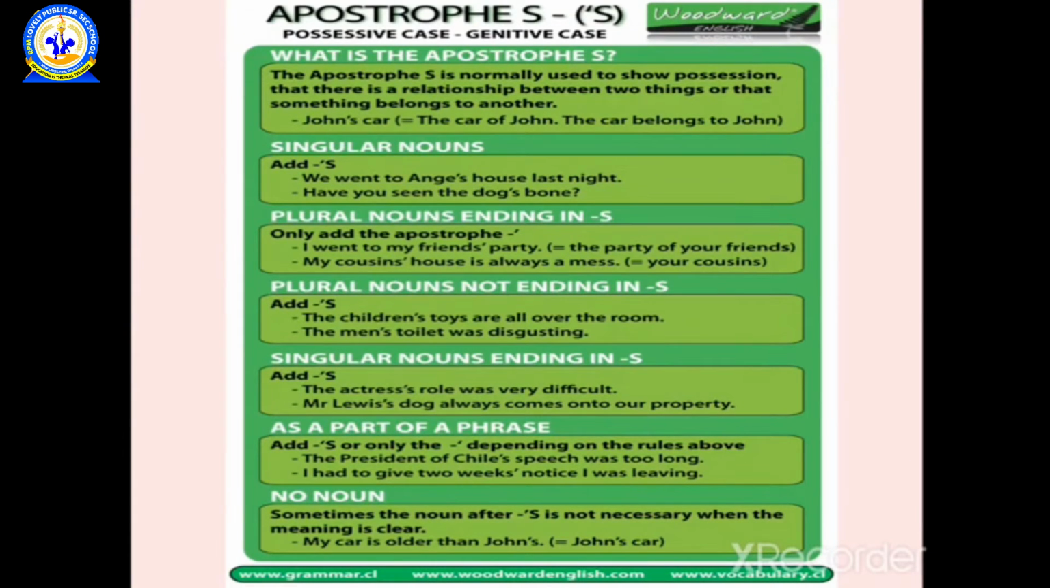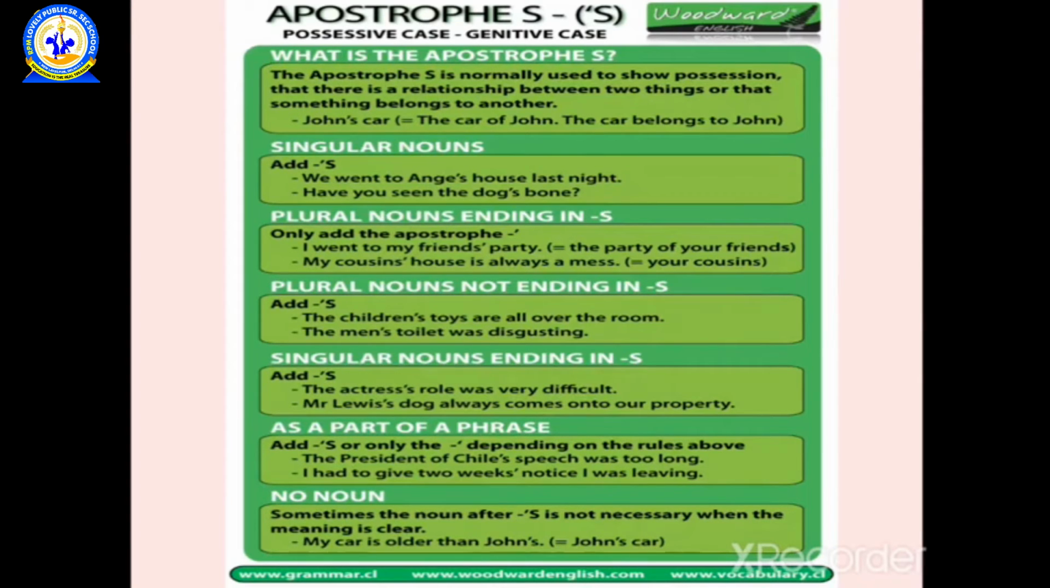Now, let's understand the concept of apostrophe S in the possessive case, or it can be a genitive case. Now, what is the apostrophe S? The apostrophe S is normally used to show possession or the ownership, that there is a relationship between two things or that something belongs to another. For example, John's car. The car of John, or you can say the car belongs to John. Here it is showing the possession that the car belongs to John.